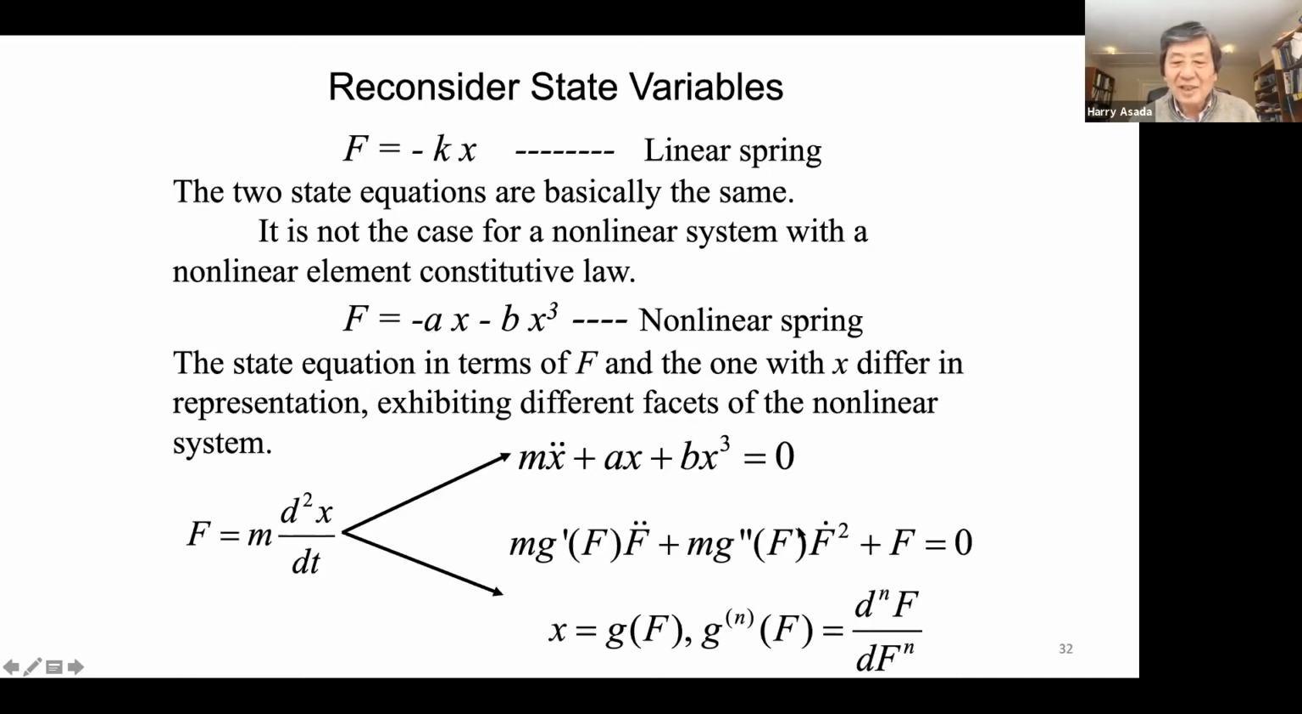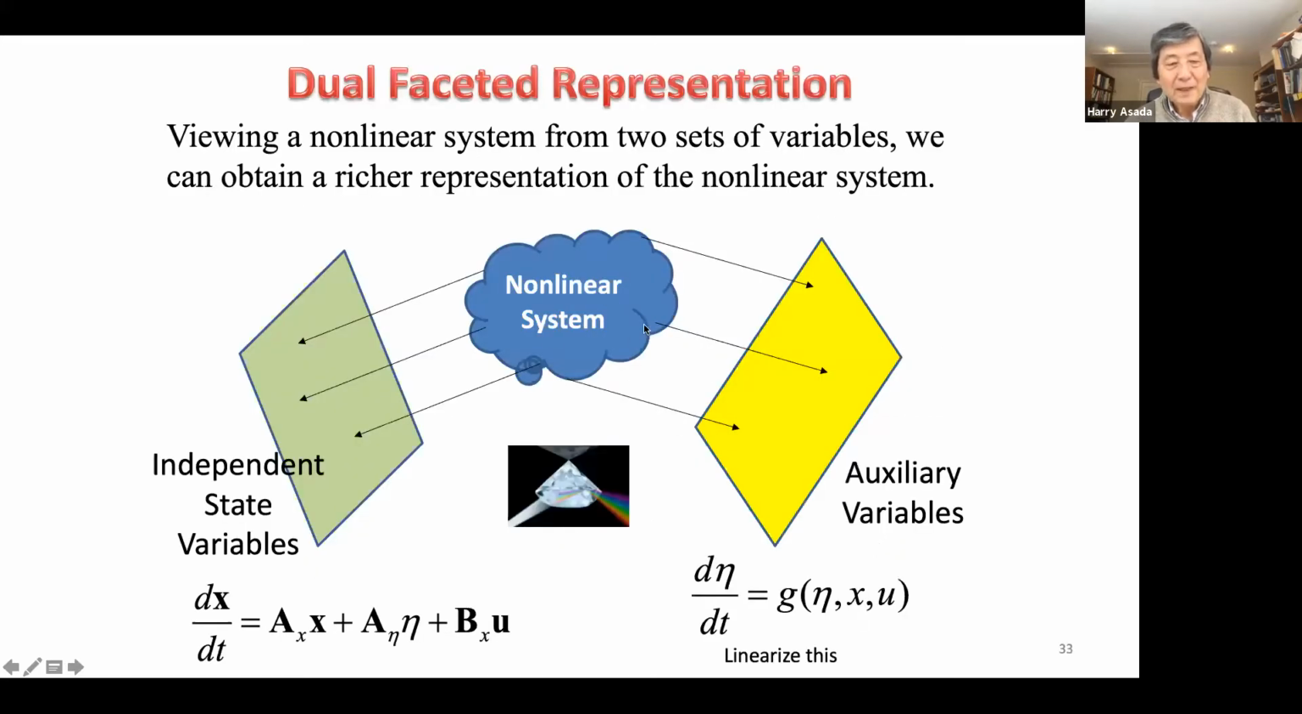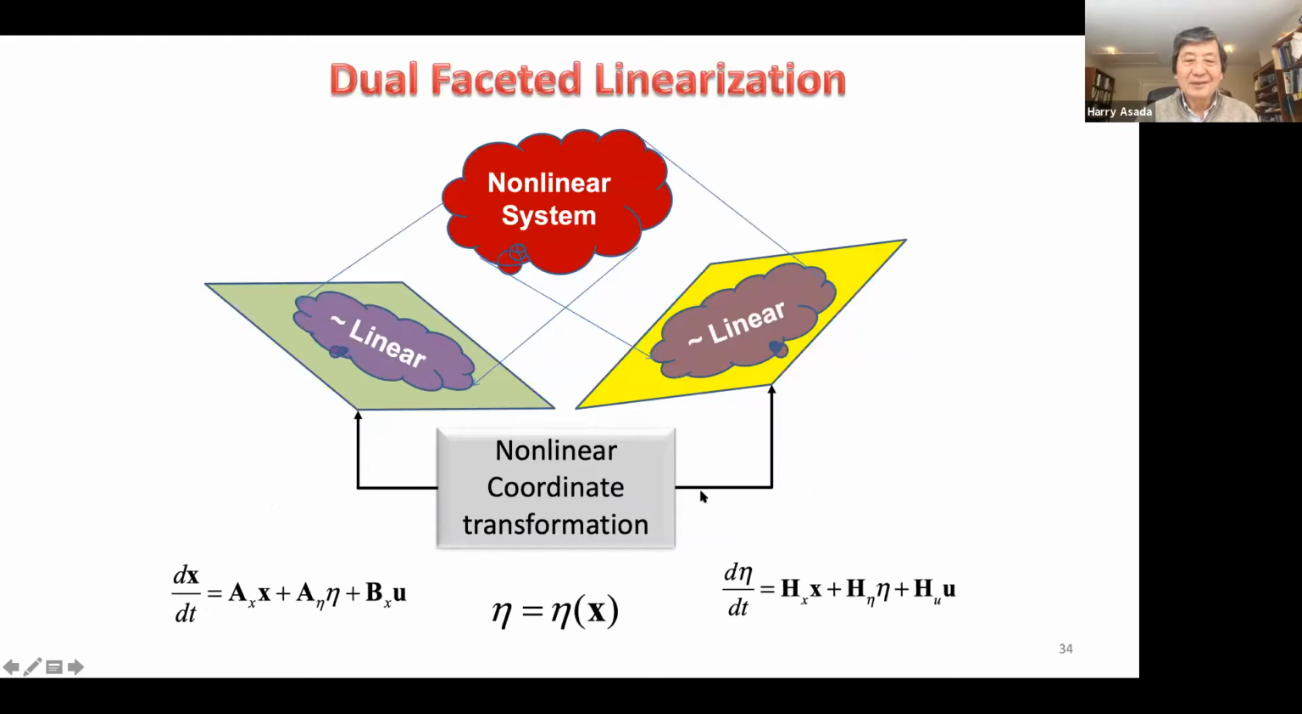No one wants to do this, representing this in a more complex equation than this, but I know this expression is meaningful when you have a nonlinear system and you represent the system not only with respect to one variable x, but also the other variable eta. In particular, when you linearize this, these two sets of equations represent things in very different ways, and they give different linear equations. So the situation is like this.